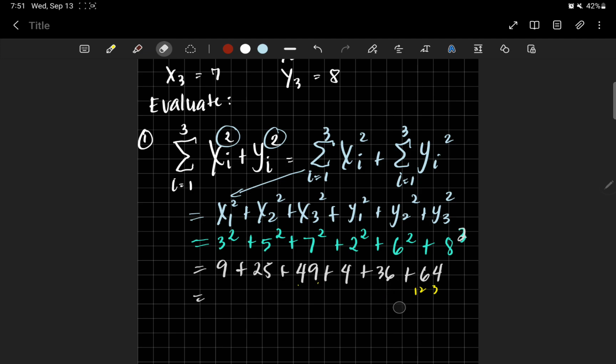So meaning the sum of, what's our answer? 187. Okay, so our answer here is 187. So the summation of x sub i raised to 2 plus y sub i raised to 2 from 1 to 3, that is equal to 187.